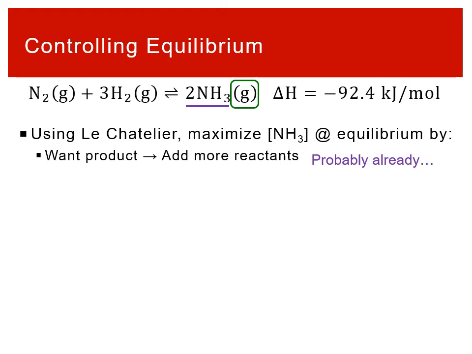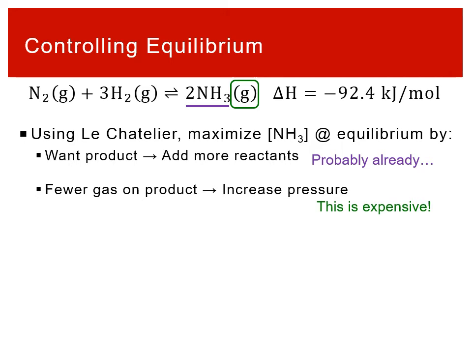Well, this reaction is all gas phase. Everything here is a gas. I want more product, and the product side has 2 NH3, which is fewer gas molecules than the N2 and 3 H2 on the reactant side. So 4 to 2. If I want to favor the side with fewer gas molecules, I can decrease the volume or increase the pressure. Either of those would do it. The thing is, that's expensive. Increasing the pressure is functionally how this reaction is done, but that requires special equipment.